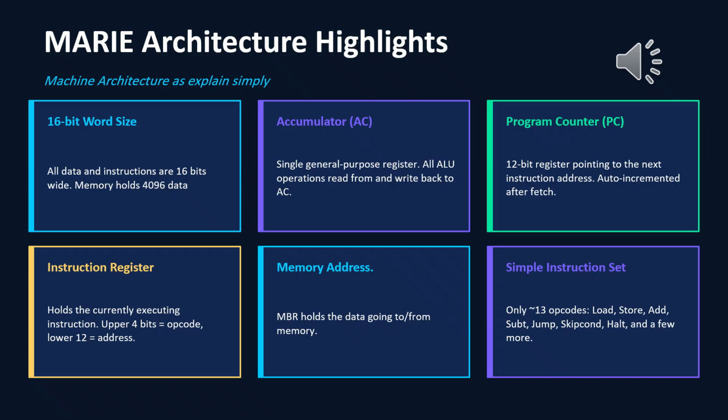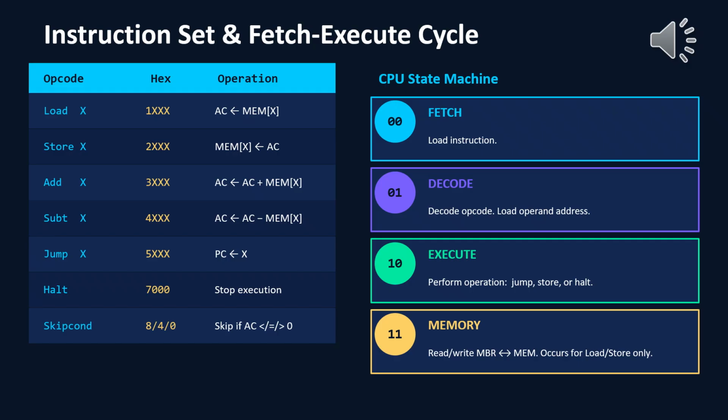And lastly, we have the simple instruction set. We have the main ones, which are load, store, add, jump, etc. And we're going to explore them more in the next slides. In this slide, we have two parts. The first is the instruction set, in which we have 4 digits for each command or each operation.